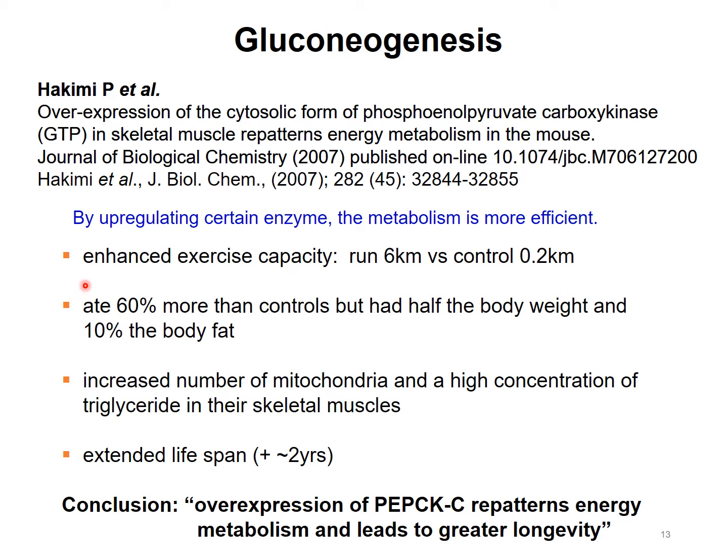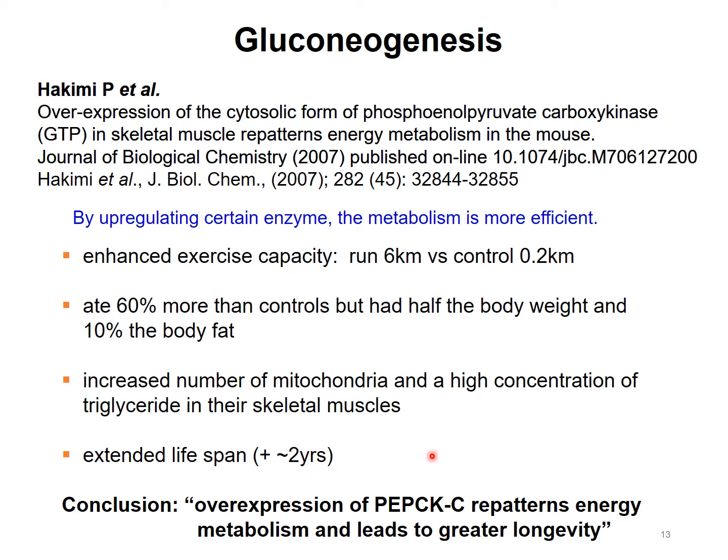And for the mutated mice, they ate 60% more than the controls, but only had half the body weight and 10% of the body fat. So this will be a dream come true for many people, especially girls and bodybuilders. And then it also increased the number of mitochondria, which help to utilize fats and triglycerides as the alternate source of energy. And last but not least, which is the most amazing part, the mice had an extended lifespan, which is an extra 2 years, as compared to the normal lifespan of 2 years. So 2 plus 2 is equivalent to a 100% increase in lifespan.